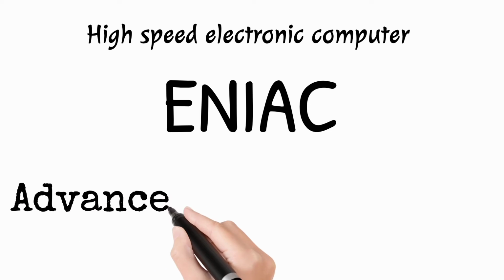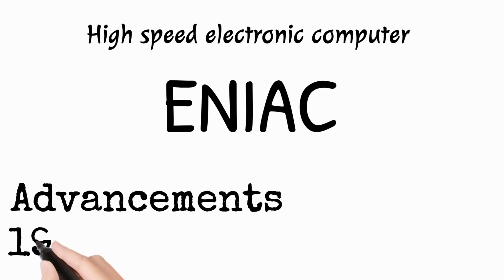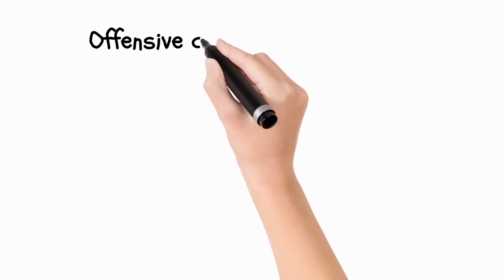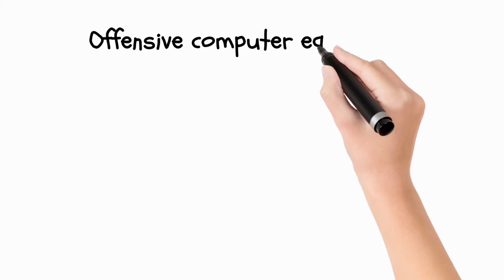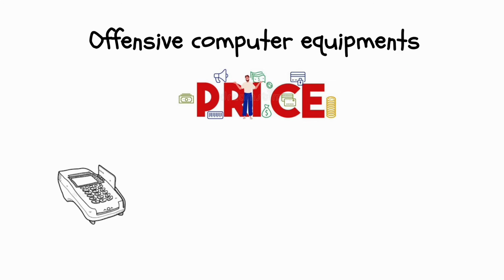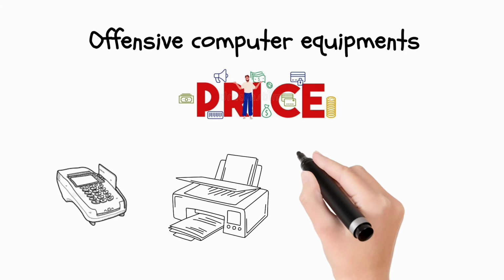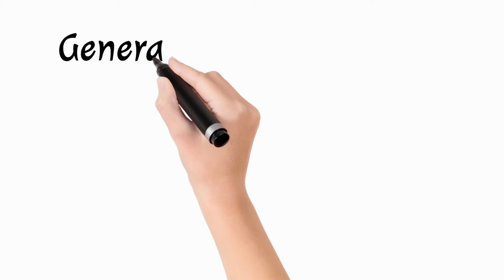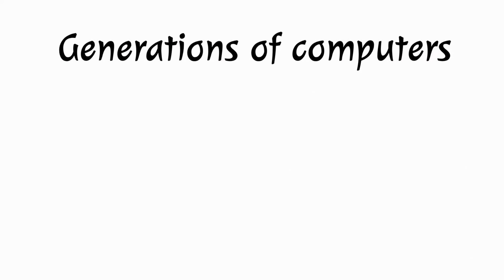Now, let's talk about the advancements in computers in the 1950s to 1960s. During this period, the major computer manufacturers began to offer extensive computer equipment at different prices, such as card readers, printers, and cathode ray tubes. These are widely used in business for things like accounting, payroll, inventory, ordering supplies, and billing. Now let's talk about the generations of computers.